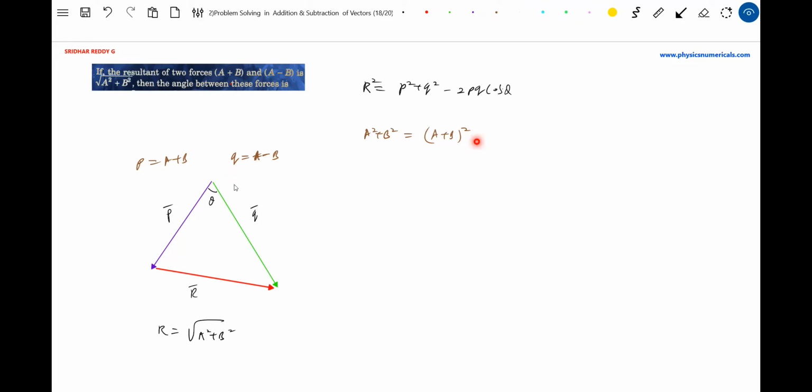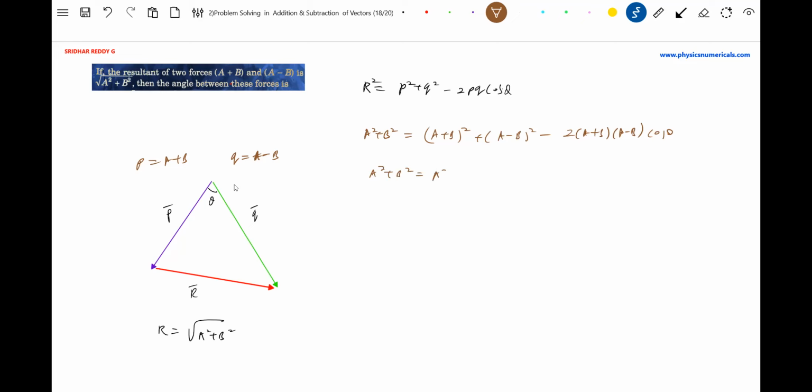Let me stick to the problem data. This will be (A minus B) whole square, 2 into (A plus B), this A minus B cos theta. Okay, that theta is what we have to find out. That's the thing. Okay, that's the expansion of this.